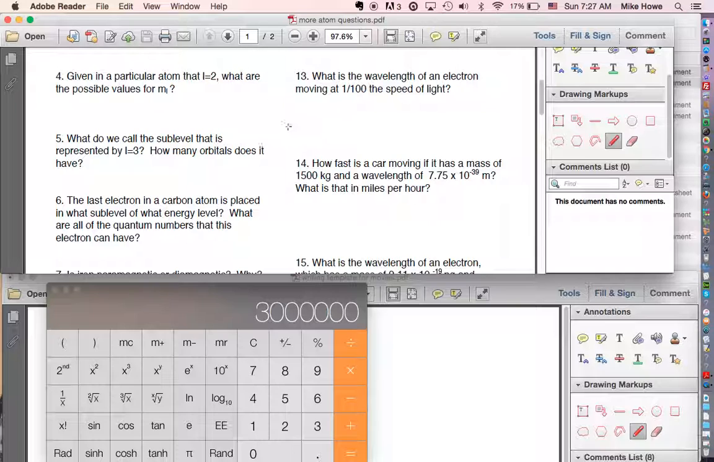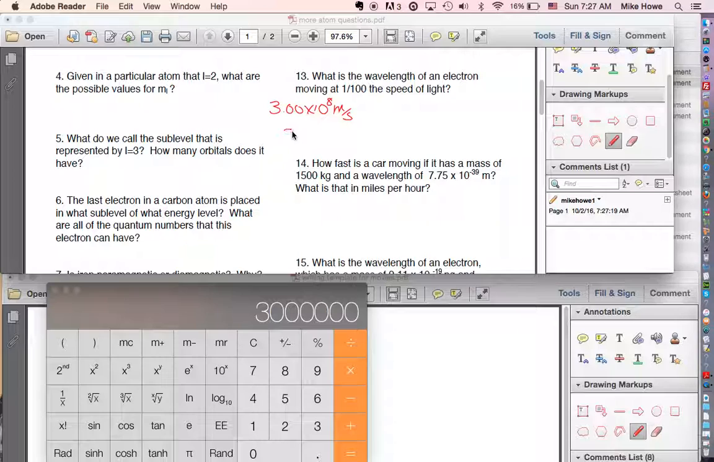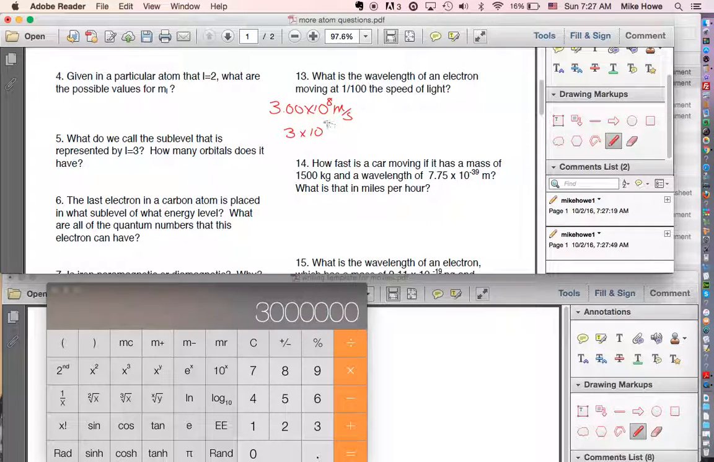So we would say speed of light, 3.00 times 10 to the 8th meters per second. So moving down here, if I type in 3 times 10 to the 8th, 3EE8, remember the EE key? Notice I did not press times 10. I didn't use 10 to the x. I said 3EE, 10 to the 8th. So 3EE8. I'm going to divide that by 100. So I end up with 3 times 10 to the 6th. So 1/100th the speed of light is 3 times 10 to the 6th meters per second.